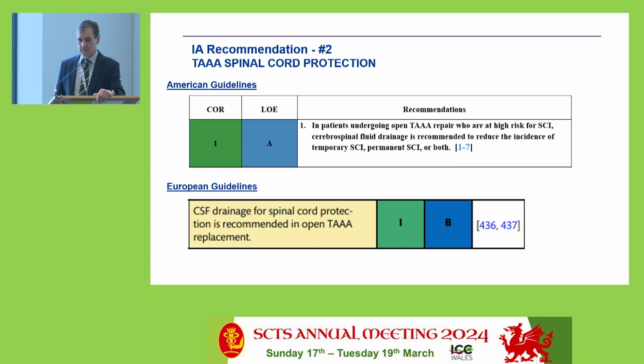In this case, I think there were multiple randomized controlled trials that, when put together in a meta-analysis, also supported the use of a drain. So I think you could probably say this is a 1A. Whether or not you want to say it should be used in high-risk patients only is probably debatable.